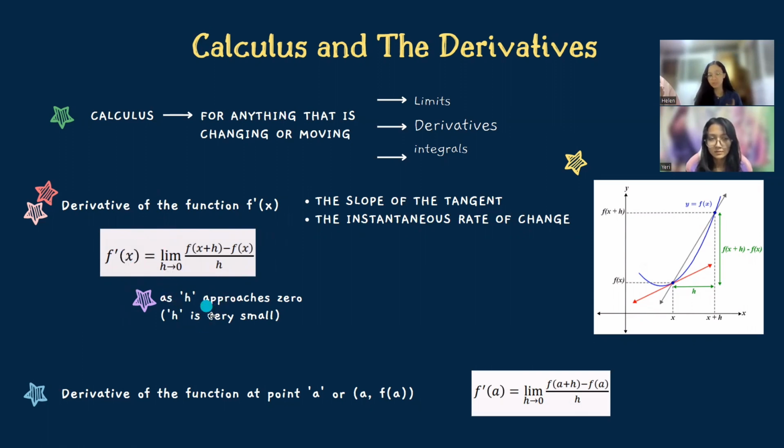We also have to note that in the limit, h approaches 0, so h is very small. If we are given a point, like the derivative of the function at point A, or point 1, anything, we will have to put our point into our derivative function. More things that you need to know about the derivative will be explained by Yuri.